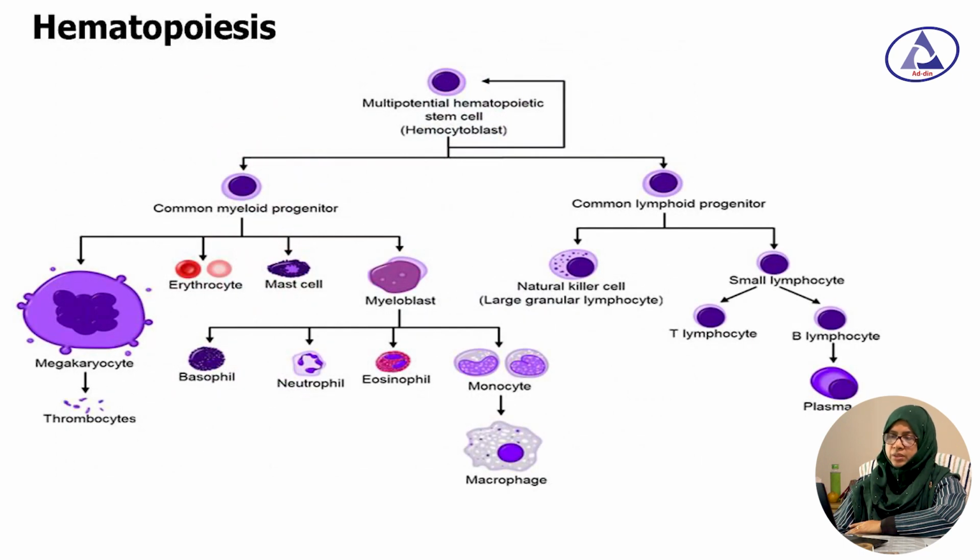Now let us discuss hematopoiesis of WBC. WBC usually originate mainly from the mother stem cell, that is the multipotent hemopoietic stem cell, and then it is divided into two types of progenitors, that is common myeloid progenitor and common lymphoid progenitor. From the common myeloid progenitor come basophil, neutrophil and eosinophil, and from the common lymphoid progenitor come the lymphocytes, that is T lymphocytes and B lymphocytes, as well as plasma cell.